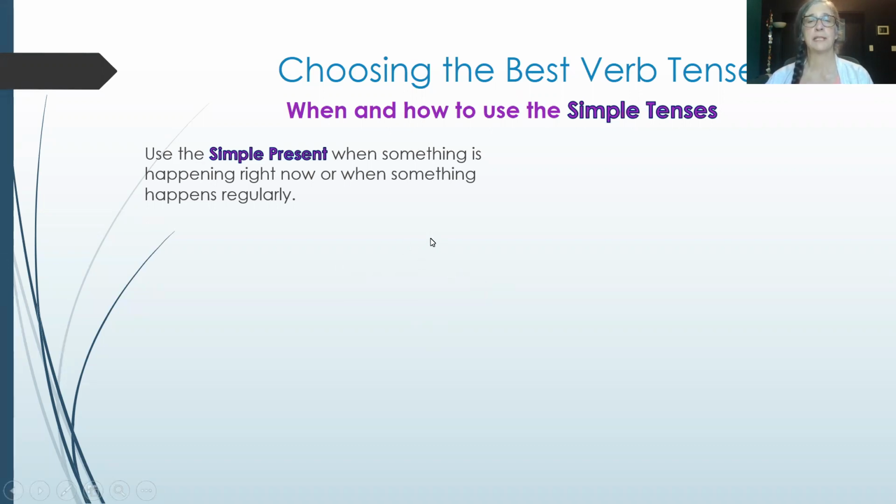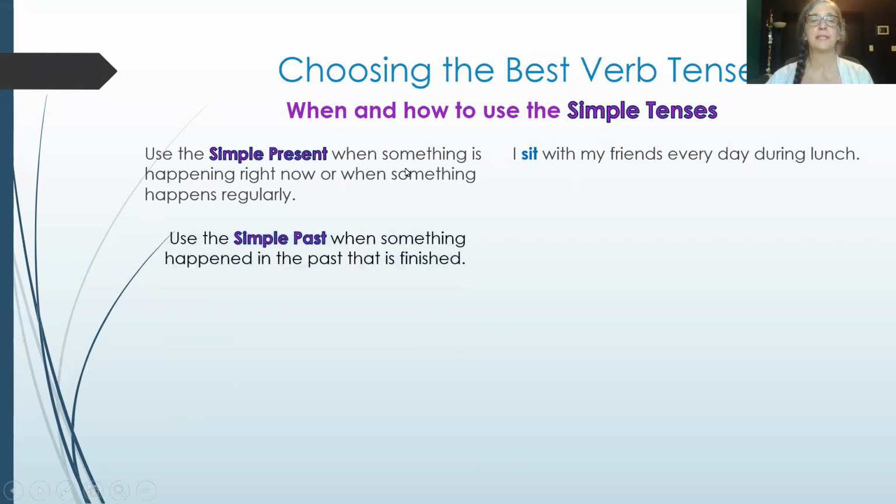So we use this simple present, number one, when something is happening right at the present moment, or when something happens regularly. And using it regularly is the most common. I sit with my friends every day during lunch. So that is something that is happening on a regular basis.